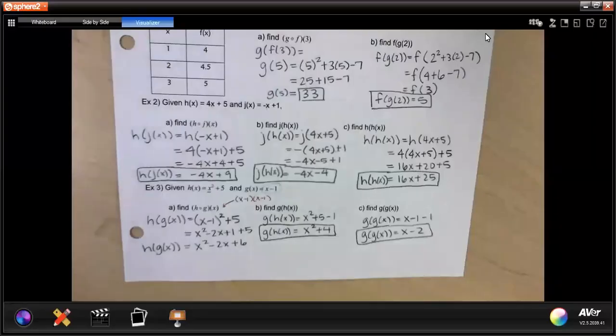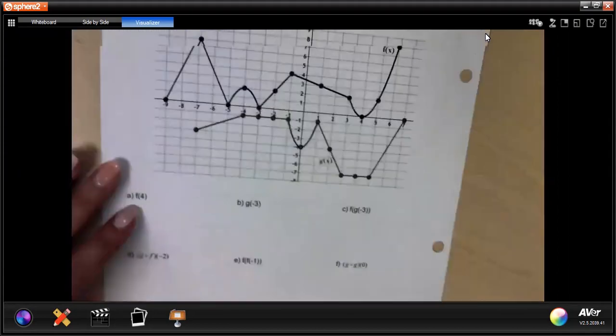Those were a little bit easier, but it gave you the opportunity to try plugging an equation into the other for these compositions. So check those out. Make sure you got those correct. All right, now we're going to look at it from a graph point of view.